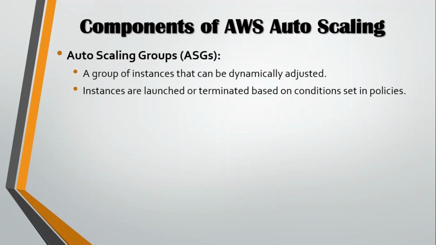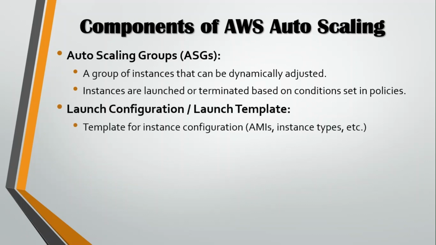Let's go over the main components of AWS autoscaling. Autoscaling groups. In short, ASG. These are groups of instances that automatically adjust based on your scaling policies. For example, you might set a policy to keep between 2 and 10 instances running at all times, and the ASG ensures that's what happens.